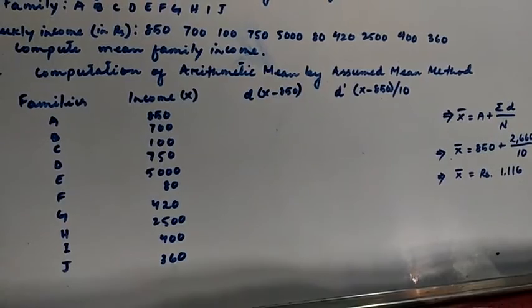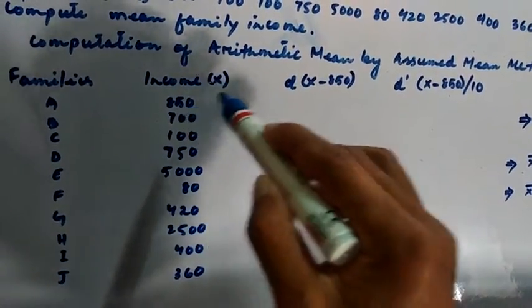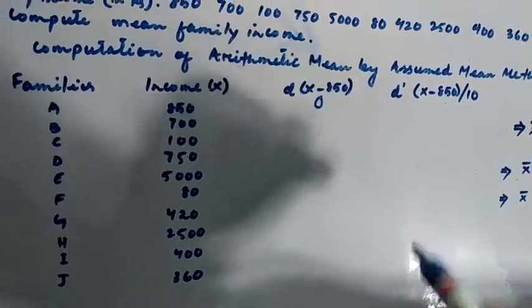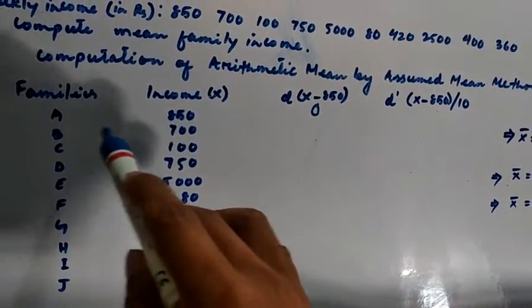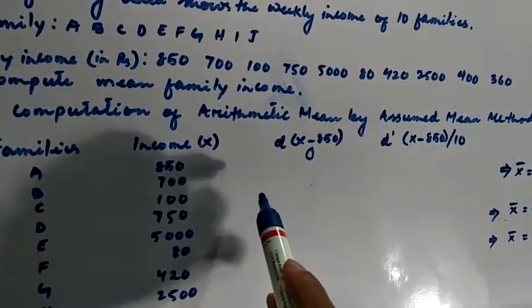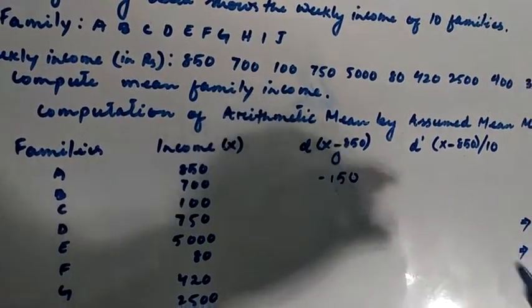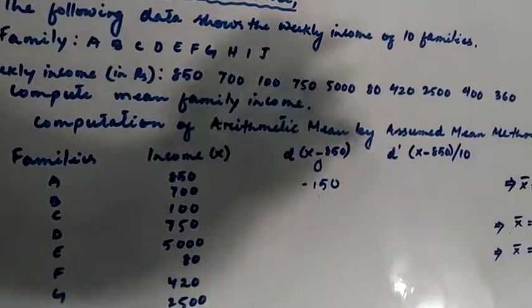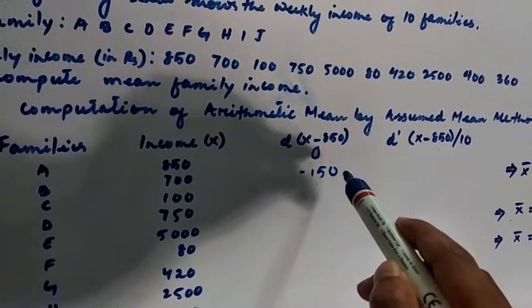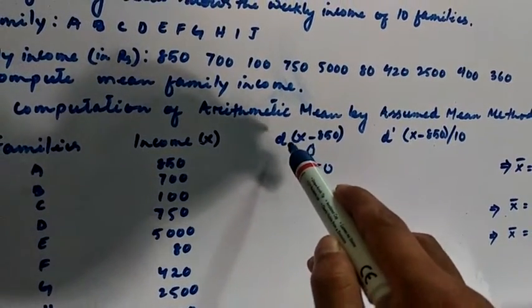X minus 850 is 0. So X is 850, and 850 minus 850 is 0. And again for family B, 700 minus 850 is minus 150. So 700 is this one, X, and minus 850 gives minus 150. So that is how we find out the value of D.